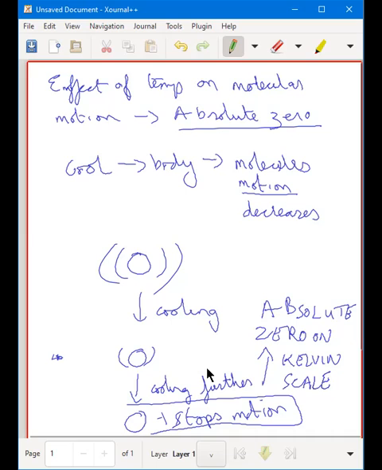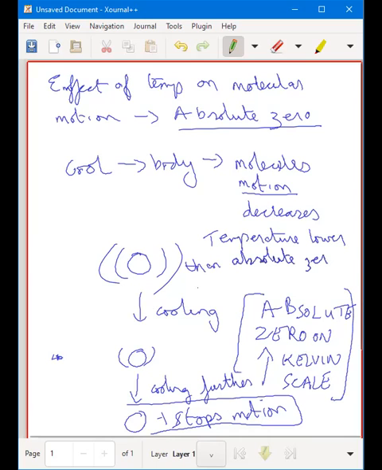So this is the temperature at which a body or its molecules will completely stop vibrating. So even if it's a gas, we cool it, it will turn into a liquid, it will turn into a solid, and even in a solid, the molecules will stop vibrations completely. This is the minimum or the least temperature that we can reach. You cannot go to a temperature lower than absolute zero. So a temperature lower than absolute zero is not possible, because there is no motion of the molecules.